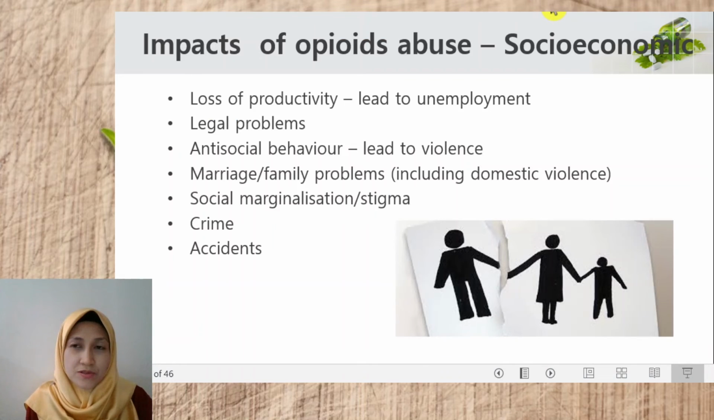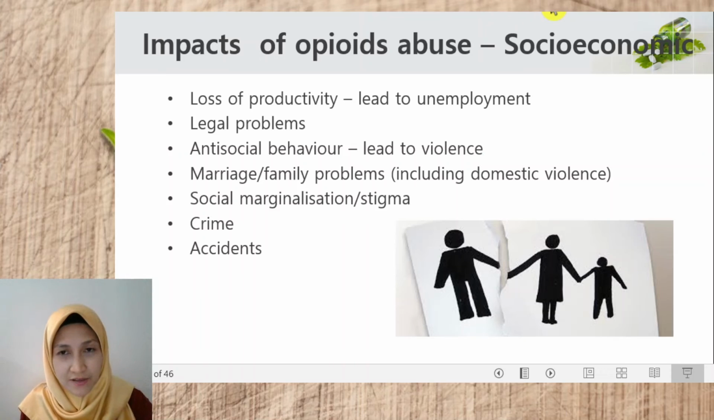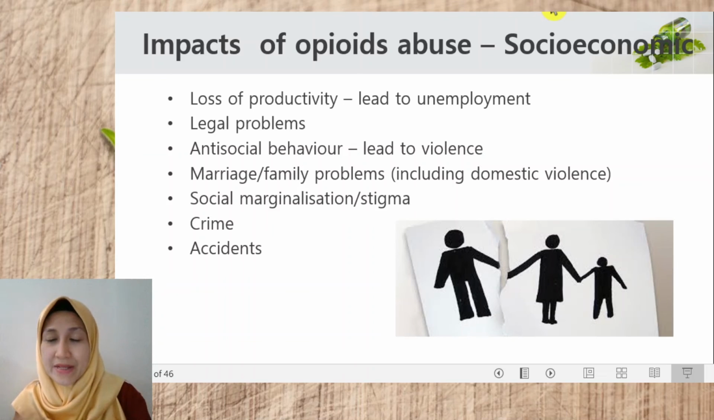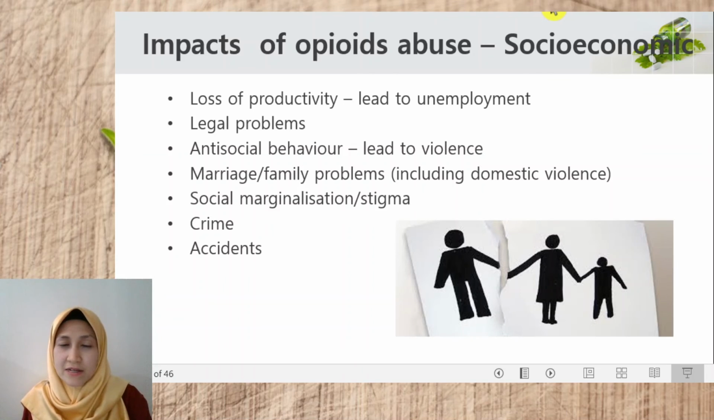Impacts of opioid abuse on socio-economic factors. As we have mentioned before, about the loss of productivity, of course, when they are intoxicated, or when they are having this addiction problem, they cannot really focus on the job, and then they do not perform well in their work. So it will lead to unemployment, and also legal problems if they commit crimes. It will cause themselves to get arrested, and so on.